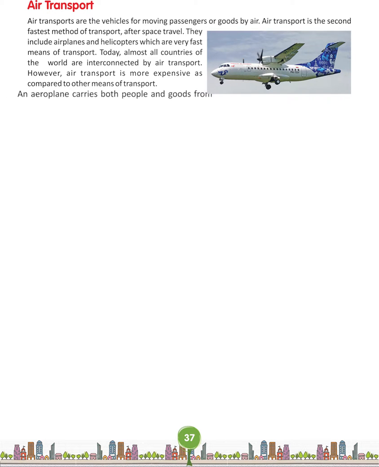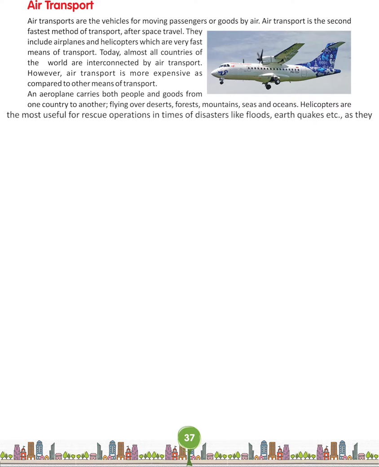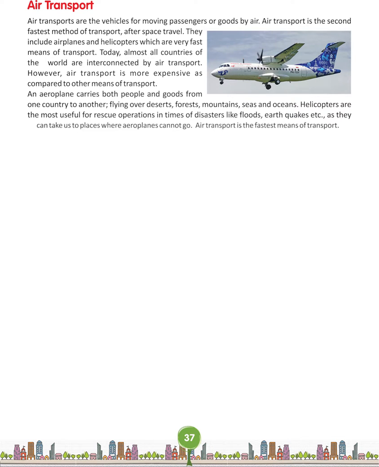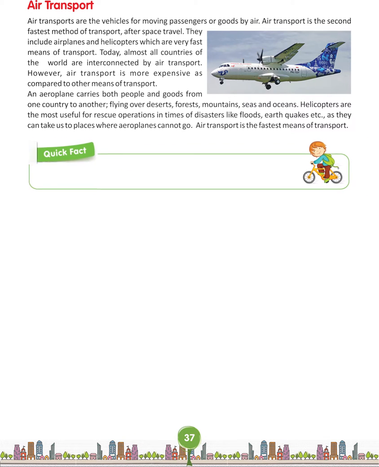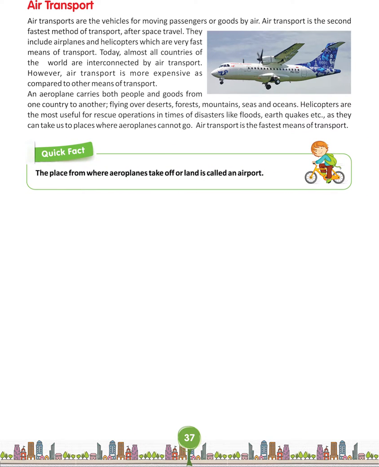An aeroplane carries both people and goods from one country to another, flying over deserts, forests, mountains, seas, and oceans. Helicopters are the most useful for rescue operations in times of disasters like floods, earthquakes, etc., as they can take us to places where aeroplanes cannot go. Air transport is the fastest means of transport. Quick fact: the place from where aeroplanes take off or land is called an airport.